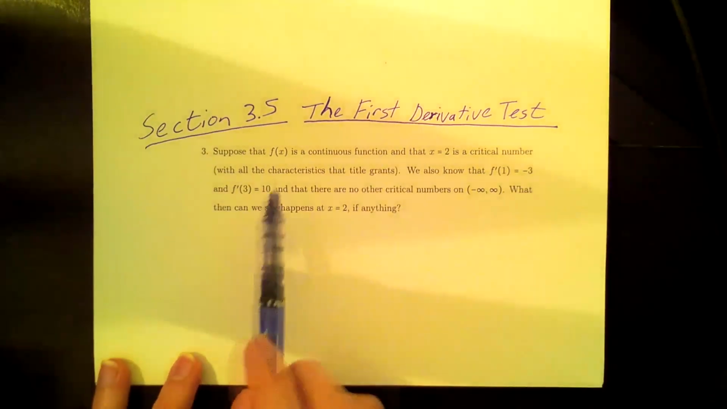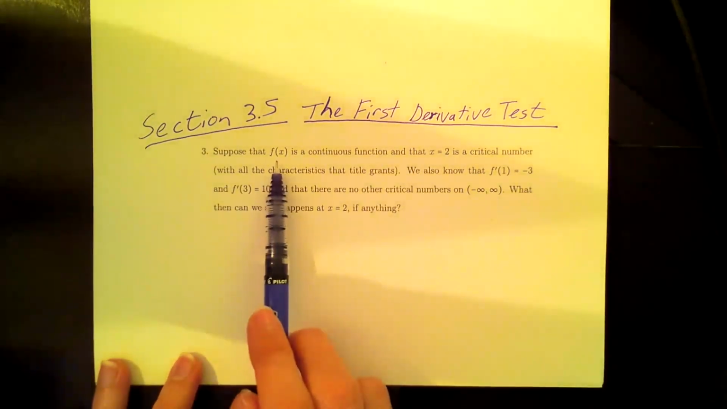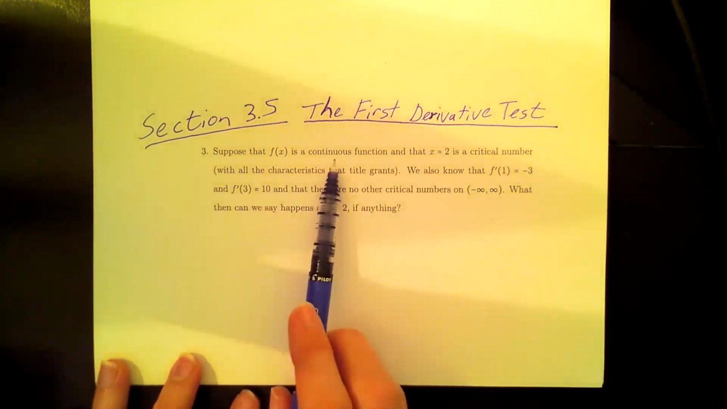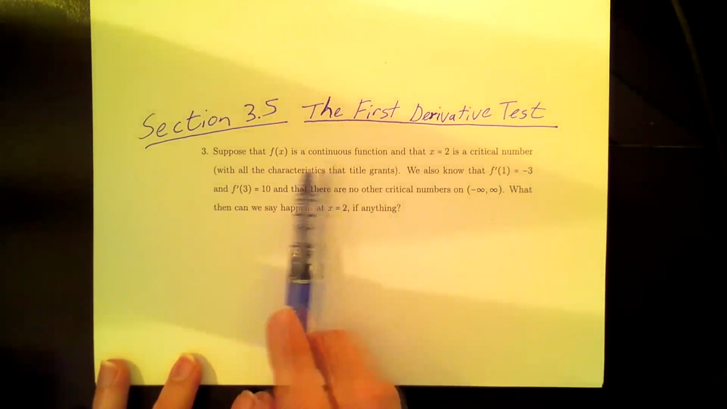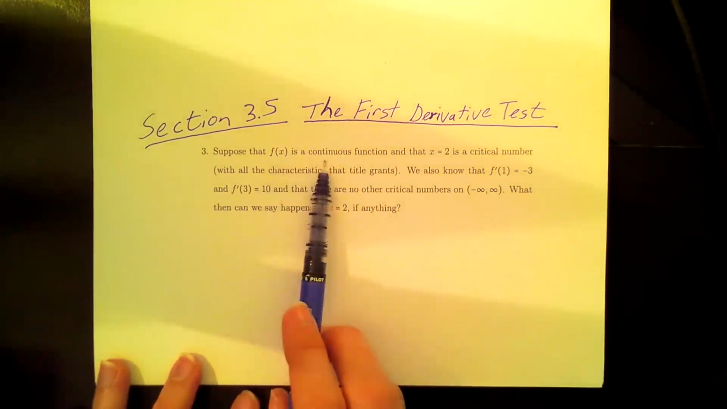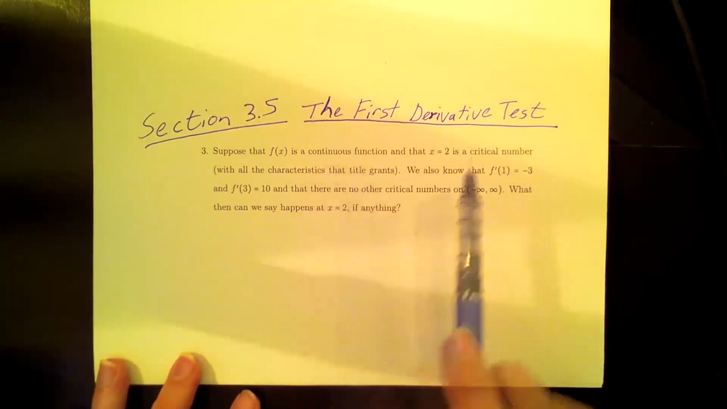It says, suppose that f of x, now f of x is an original function. Suppose that f of x is a continuous function. That is to say that it doesn't have any domain restrictions. All values of x are good to go. You can plug them in, no problems. So if f of x is continuous, and therefore I have no domain restrictions in the original function, let's go on to read the rest of it.